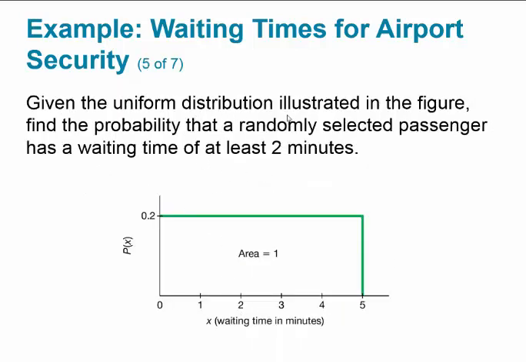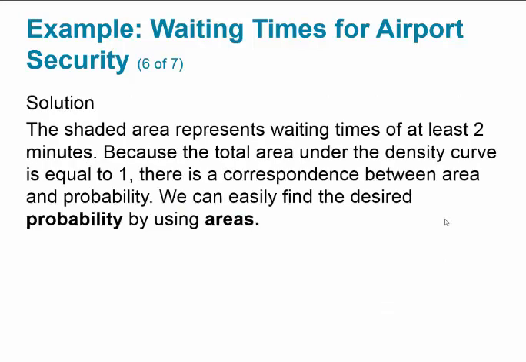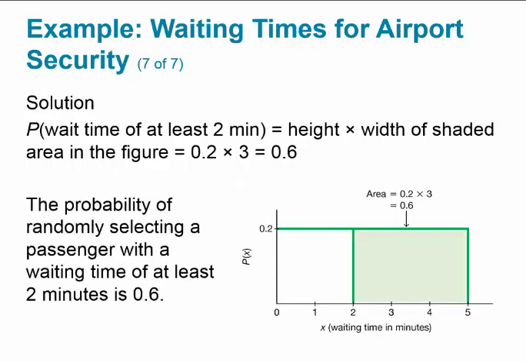Now, given the uniform distribution illustrated in this figure, find the probability that a randomly selected passenger has a waiting time of at least 2 minutes. So from the previous lecture, at least means 2 minutes, 3 minutes, 4 minutes, or 5 minutes. So the shaded area in the next slide represents the waiting time of at least 2 minutes. Because the total area under the density curve is equal to 1, there is a correspondence between the area and probability. So we can easily find the desired probability by using areas.